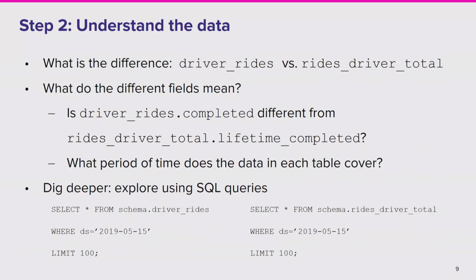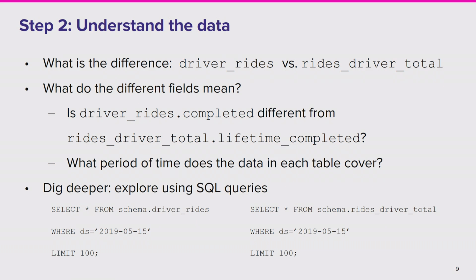But now when you get to the step of understanding that data, there are even further pain points. Right now, you just have a table name that sounds like what you need, but you don't know the difference between these two tables. You don't know the differences between the fields. These tables have similar names. They have similar field names. What's the difference between driver rides completed and rides driver total lifetime completed? Who knows? What period of time does the data cover? This is all information that you don't have.